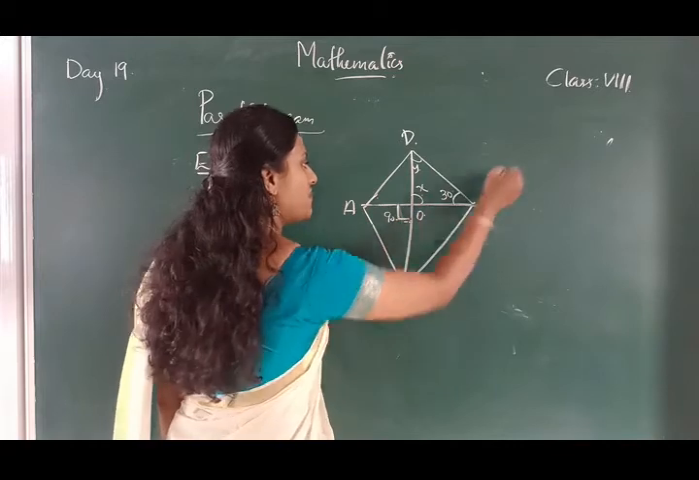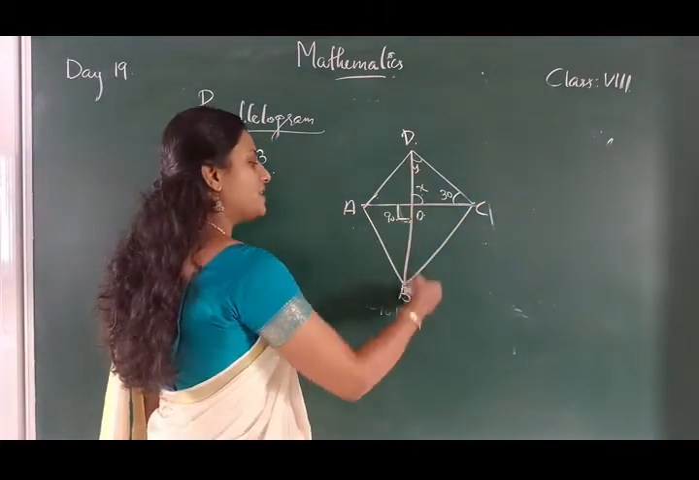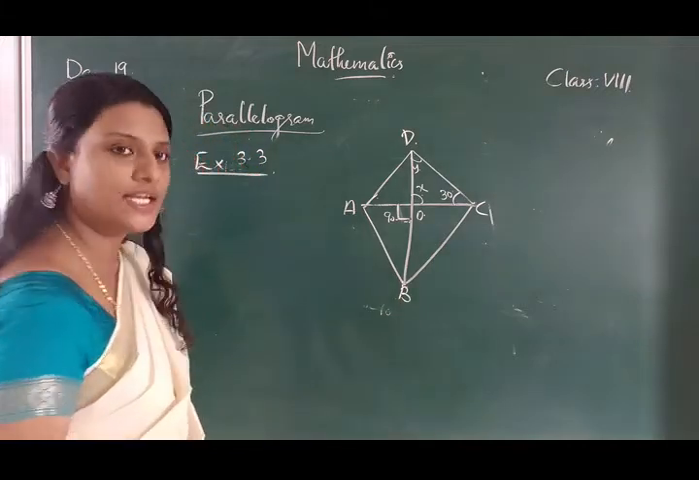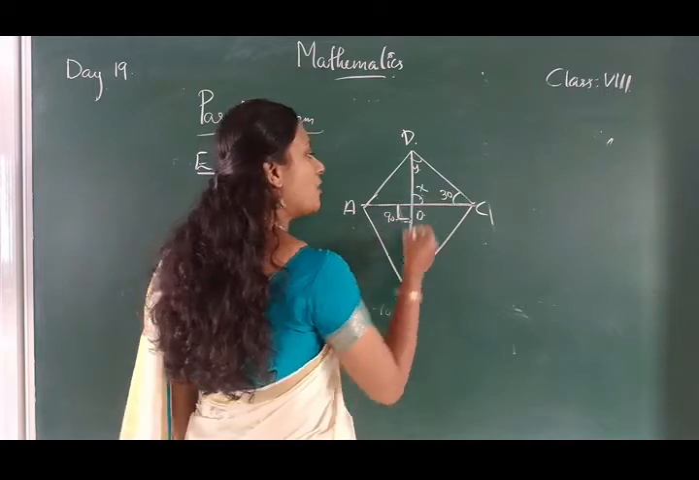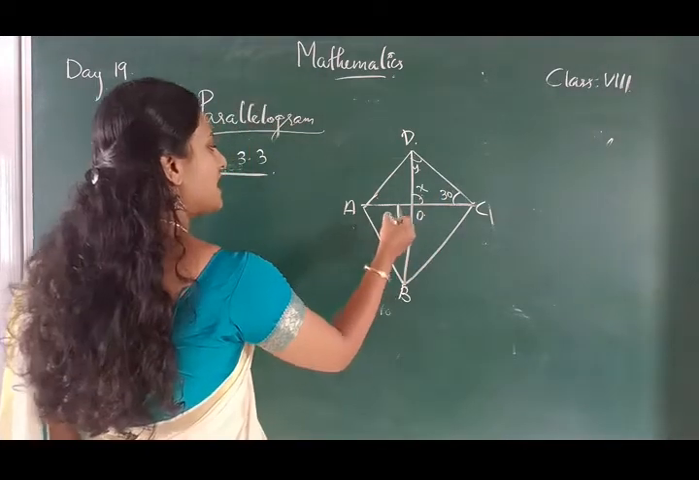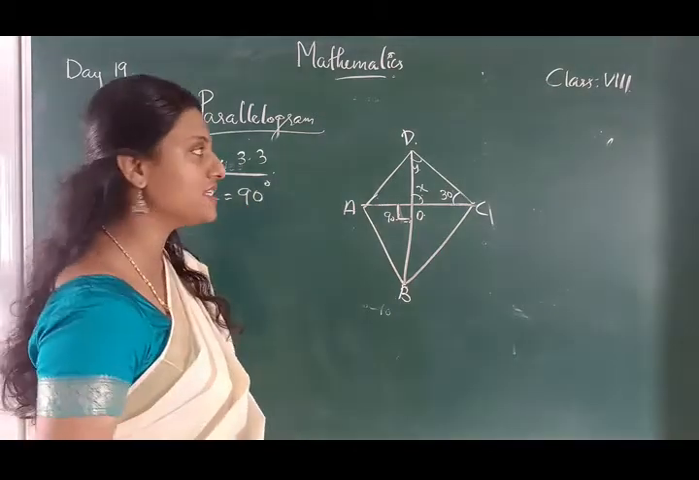This AD and BC are two parallel lines and it is cut by the transversal BD and these are the angles forming and these two are the opposite angles. So if this angle is 90 degrees, what is X? X is also 90 degrees.